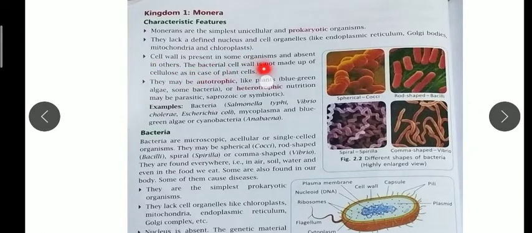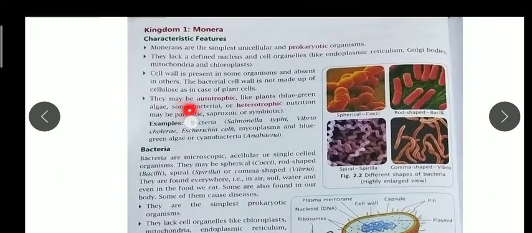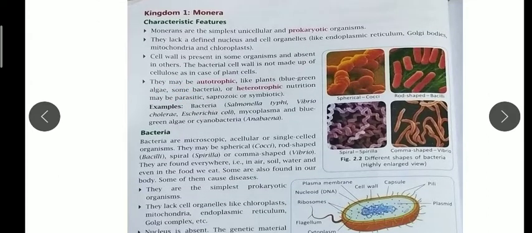Cell wall is present in some, but mostly it is absent. The bacterial cell wall is not made up of cellulose like in the plant cell. The bacterial cell wall is made up of peptidoglycan. They may be autotrophic, so some algae, blue green algae, some bacteria even, have the chlorophyll pigment, and they can perform photosynthesis. They are autotrophic in nature, nutrition wise, and some are heterotrophic, so they may be parasitic, saprozoic and symbiotic.